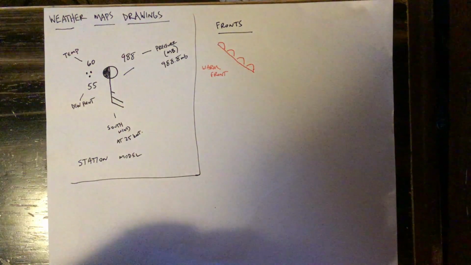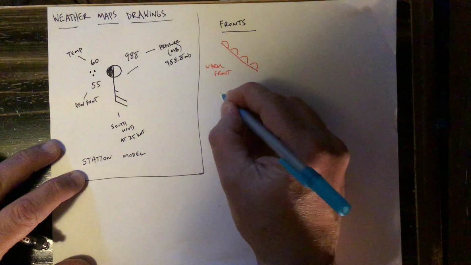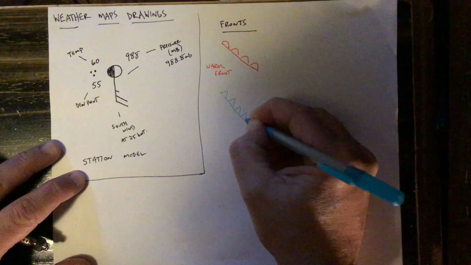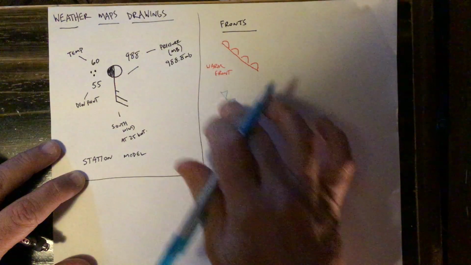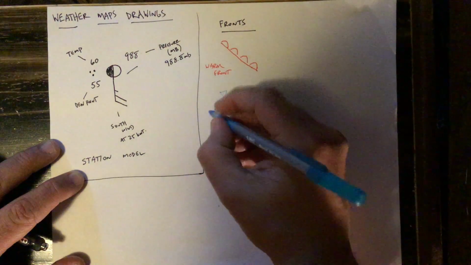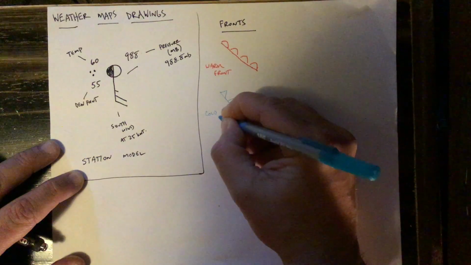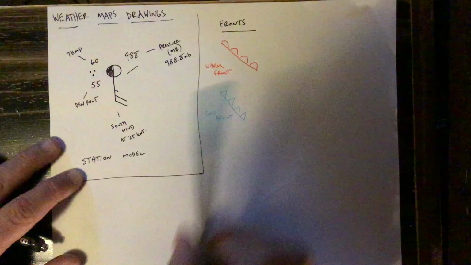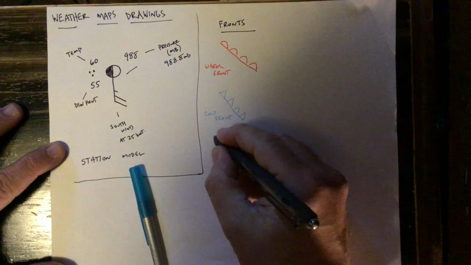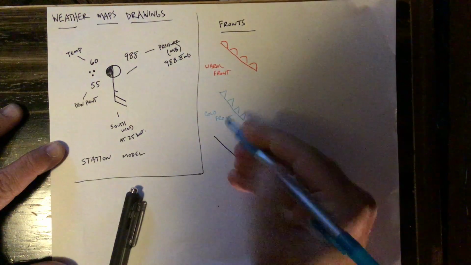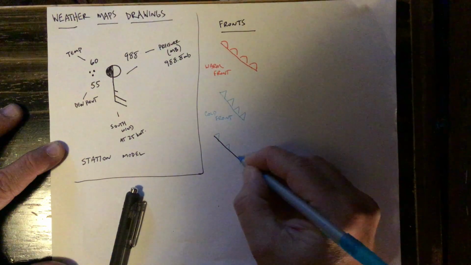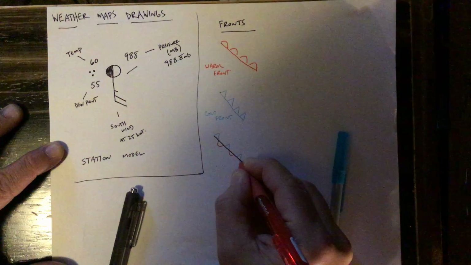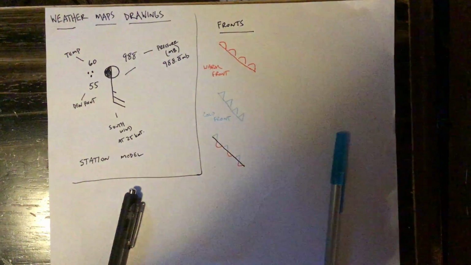And then you have a cold front. It's usually in blue, and it has triangles. So that's like maybe icicles. And then you have your stationary front. A stationary front would have alternating triangles going in one direction and circles going in another direction.